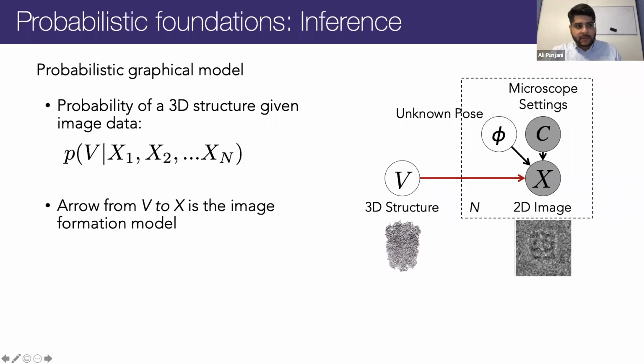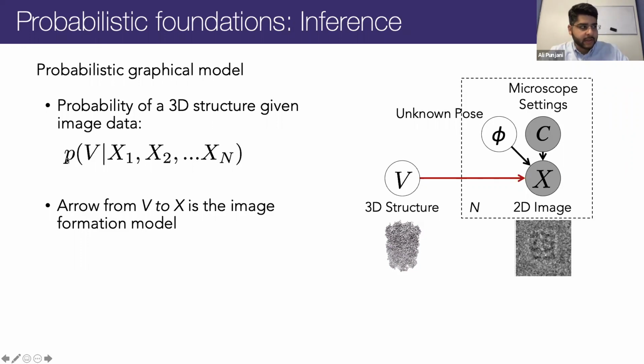The red arrow is the most important arrow. It captures the image formation model, which we just talked about, which is the relationship between the 3D structure itself and the images that we observe in the microscope. In general, what we're trying to do in this scenario is work backwards through this arrow so that given the images and the CTFs, we can infer and then ignore the poses, which we don't really care about, and infer the 3D structure by working backwards through this arrow so that we can figure out what structure best explains the data.